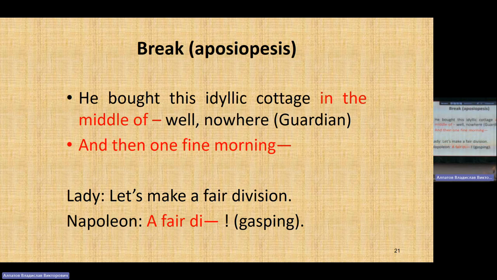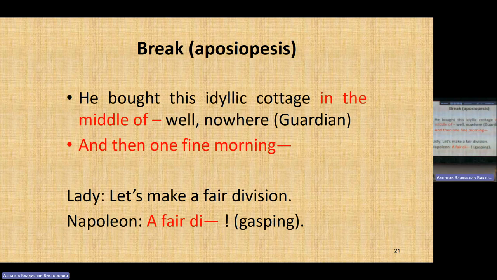Fitzgerald, when he describes everything was going so well, and then one fine morning, and we realized that something went wrong. And the next example is from George Bernard Shaw, a play where a lady steals Napoleon's private correspondence, his letters. And then she's caught and she's brought to Napoleon. He says, please give me back my correspondence. And she says, okay, I'll keep one letter to myself and I'll give you the rest. Let's make a fair division.